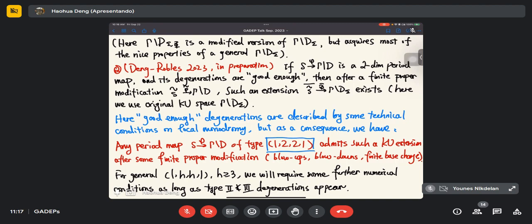I believe that there are many examples in mirror symmetry, and in those families coming from mirror symmetry, we always have such a Kato-Usui construction after finite proper modification. So this is one of the most exciting corollaries from our work. However, if we have a higher rank, for example, the weight 3 Calabi-Yau case but with H larger than 2, then we cannot say any period map admits such a construction, but we require some further numerical conditions on certain types of degenerations. The larger H goes, the more restrictive our condition goes. But for the case when H is 2, there's no restriction, and any period map admits such a construction.